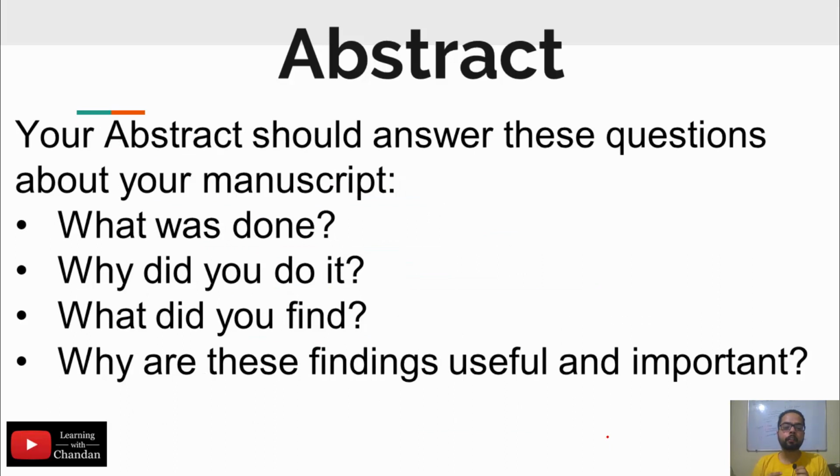So how to check if your abstract has been done in a nice way or not? Your abstract should answer these specific questions: what was done, why did you do it, what did you find out, and why are your findings important and useful. If your abstract answers all of these 4 questions, you can say that your abstract is a nice abstract. Otherwise, you need to improve that.